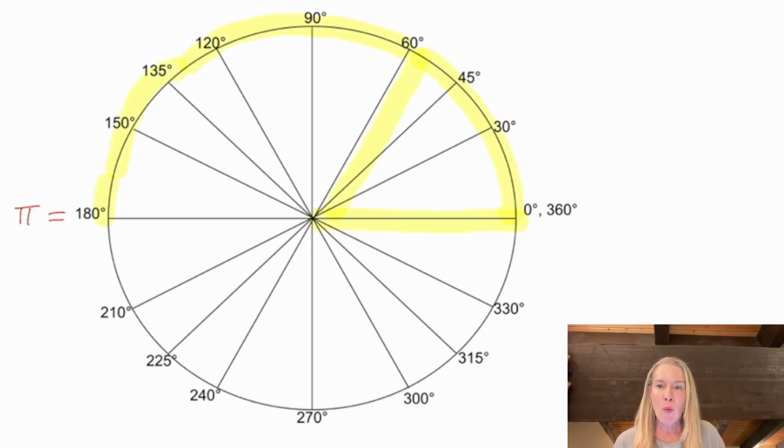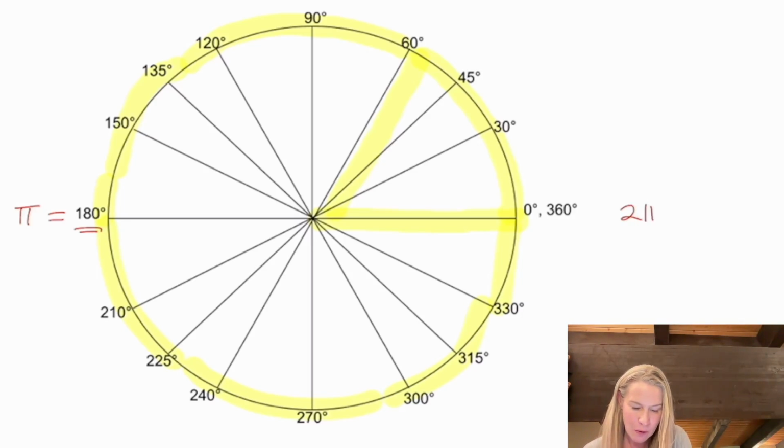So if it takes 3.14 of them to get to 180 degrees, it turns out it takes another 3.14 of them to get the rest of the way around the circle. And so when we get to 360 degrees, we are at 2 pi radians. So now let's look at some ways to easily translate the degree measures into the radians that we need to know.